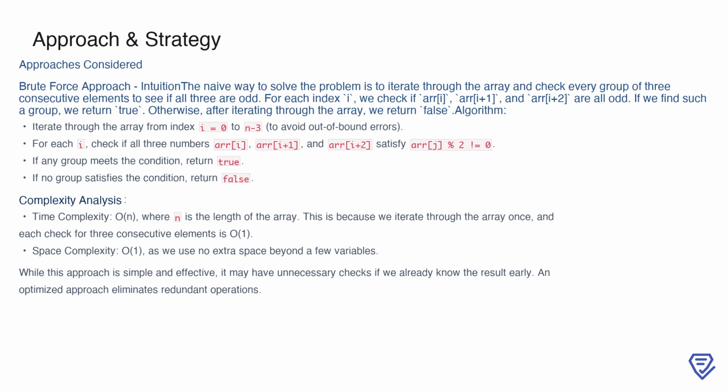While this approach is straightforward and efficient in terms of time complexity, running in O(n) since we process each element exactly once, it may perform unnecessary checks even when the answer is already clear early on. This leaves room for optimization, as we'll see shortly.